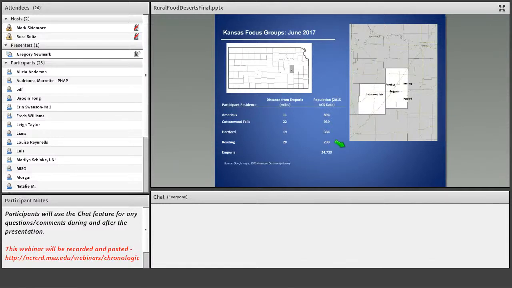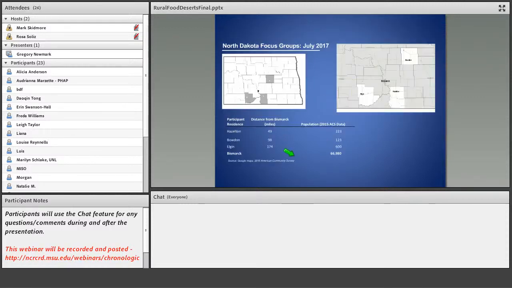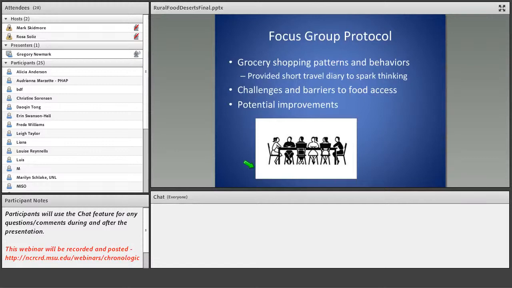And as you can see, so Emporia is located here. Manhattan, where K-State is, is up here. It's about an hour-and-a-half distance. And the people in our focus group came from the surrounding towns. And this shows you roughly the populations of those towns and the distances from those towns to Emporia. And in North Dakota, the towns were generally smaller and at a much greater distance from Bismarck. That gives just a little sense of the communities.